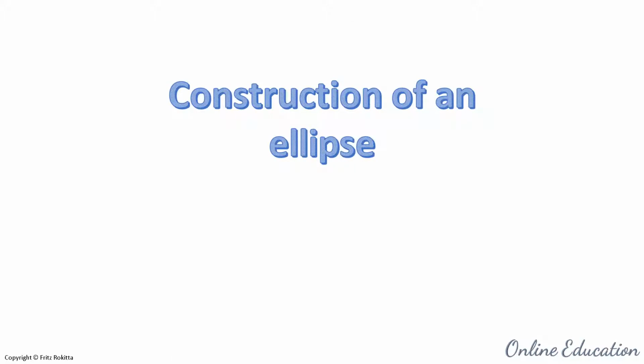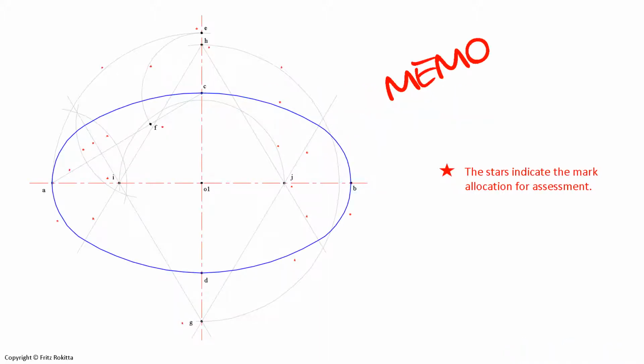Please take note that this tutorial focuses on the construction of an ellipse and not the isometric circle. Here you will see an example of the ellipse that we want to construct. This is the answer or memo. The little stars, as you see them plotted down on the drawing, are for the teacher to do the assessment on each of the constructions.